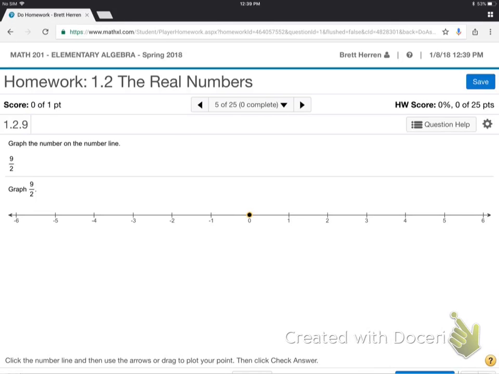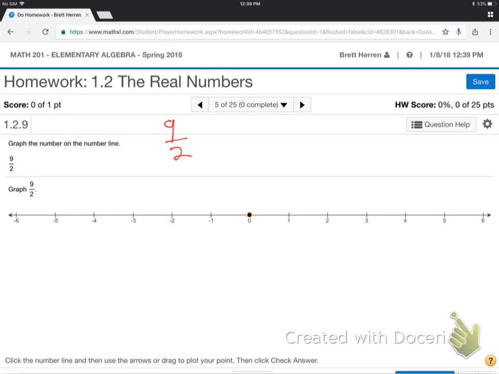Okay, so they want me to take 9 halves and put it somewhere on the number line. Well, how do you do that? How do you know where 9 halves is? You grab this dot with your mouse and move it to where 9 halves should be on the number line. Well, how do you know where 9 halves should be?